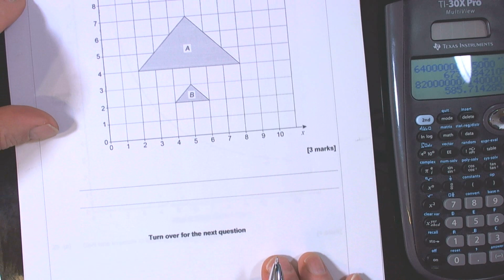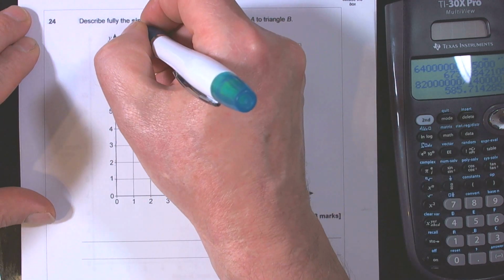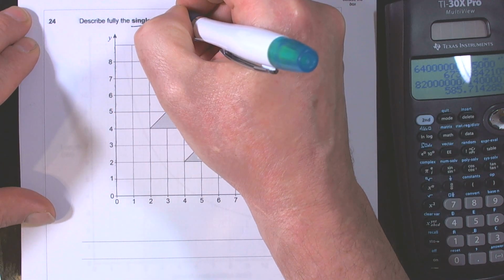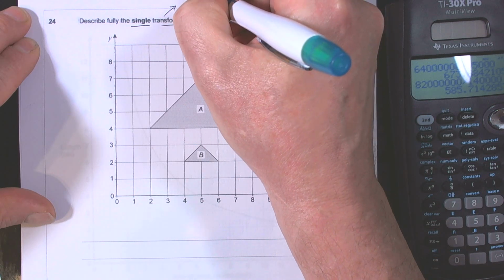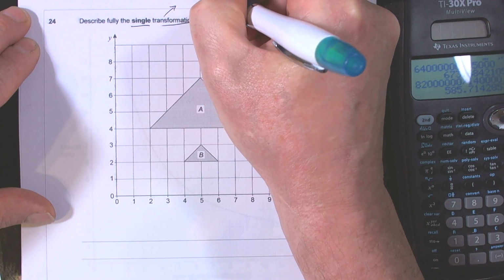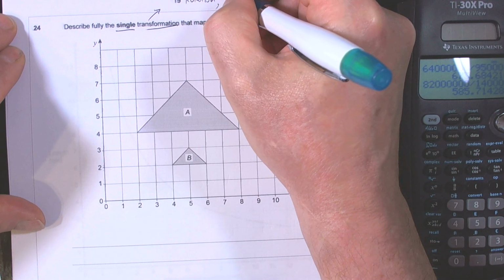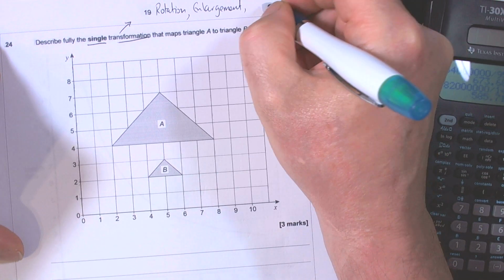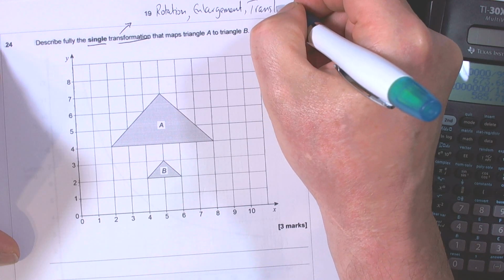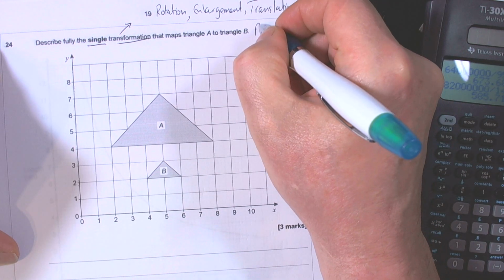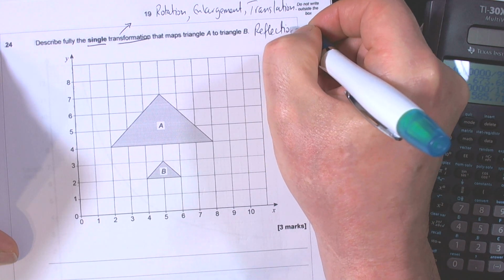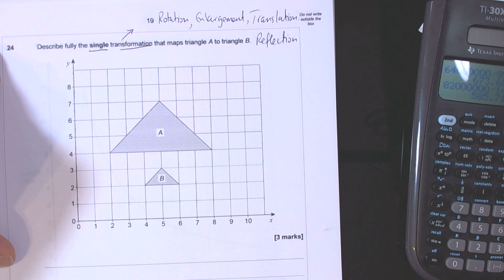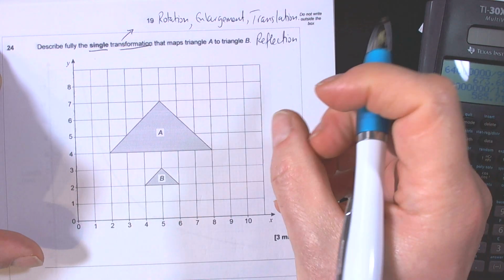Okay, so this question talks about a single transformation, and that's what we've underlined. So what do we know about that? Well, there are 4 types of transformations for this exam. So rotation, enlargement, translation, and reflection. So that's what we know they're talking about. They're talking about one of those 4, because they said it's a single transformation.